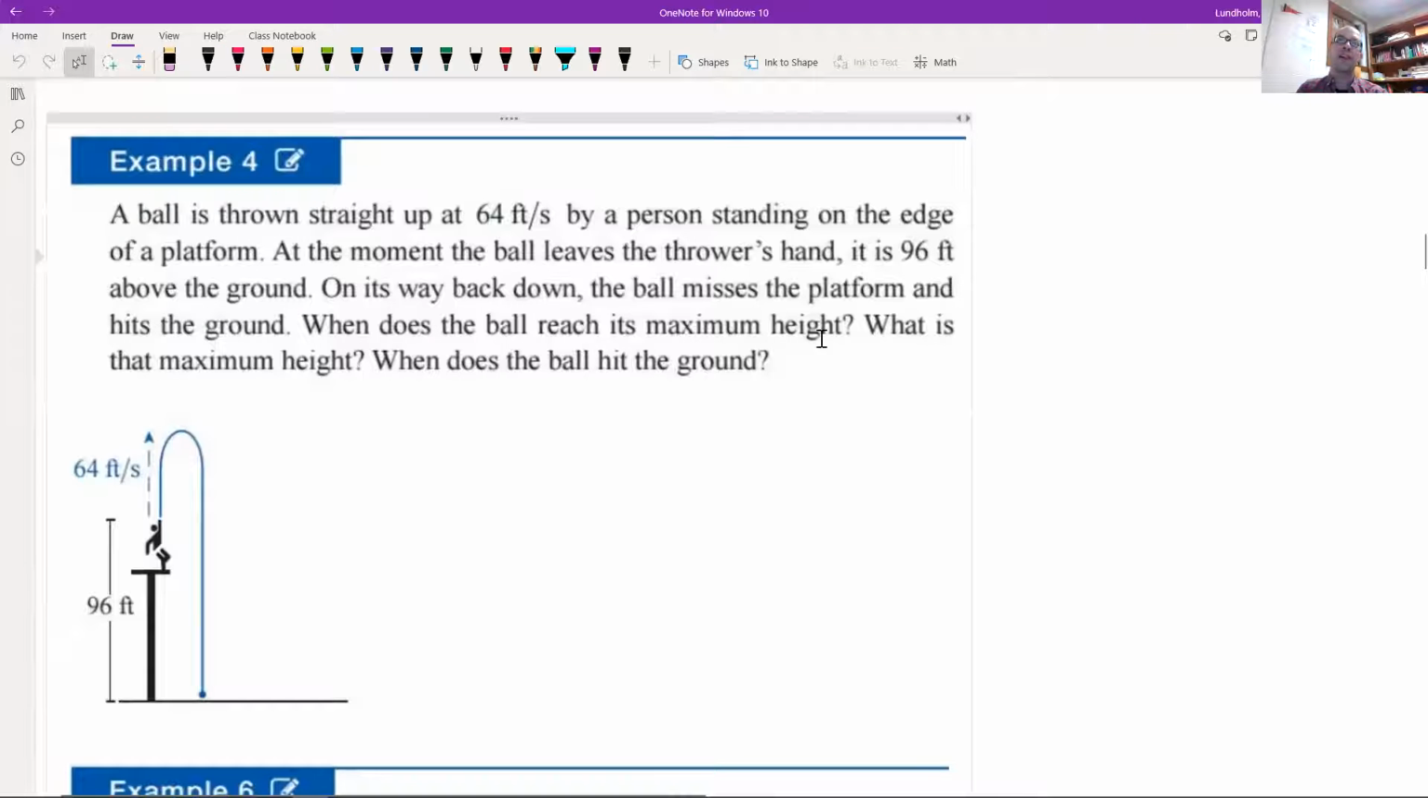When does the ball reach its maximum height? What is that maximum height? When does the ball hit the ground? Okay, those last 3 questions, maybe I'm not so interested in. Once we figure out what the function is, you guys should be able to do that. You should be able to find a maximum height. We've just been maximizing stuff. You're going to be great.